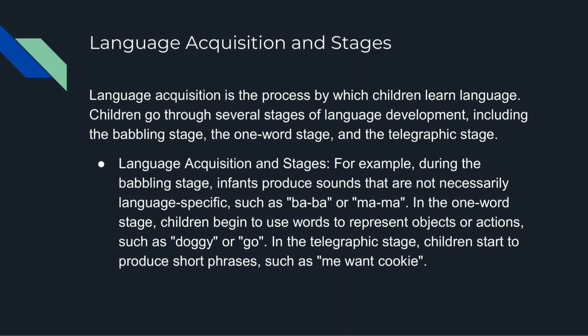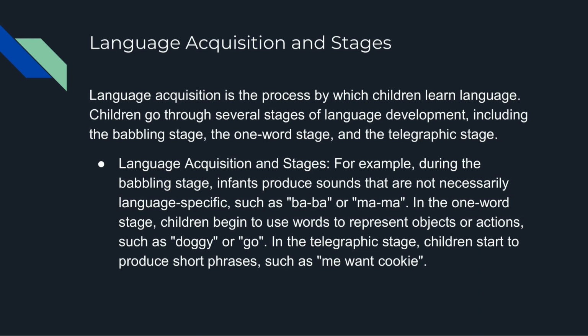Language acquisition is the process by which children learn language. Acquisition is different from learning. Acquisition is an automatic process. Learning, when you are learning a second language, means you have to put effort into the second language. So children go through several stages of language development, including the babbling stage, the one-word stage, and the telegraphic stage. This we all see in our surroundings, in our homes every time.